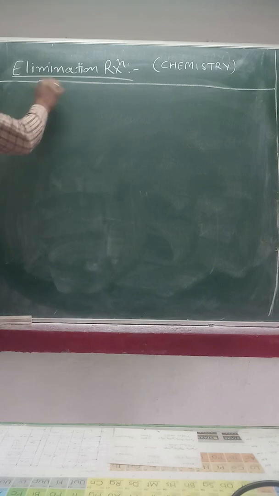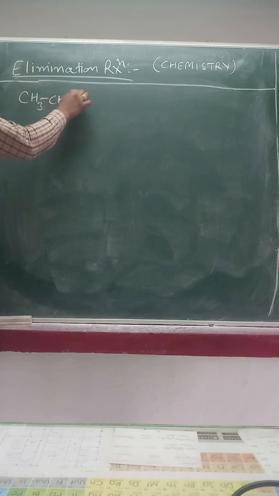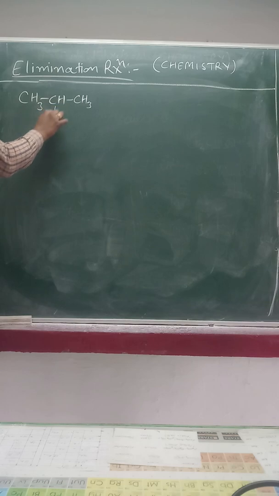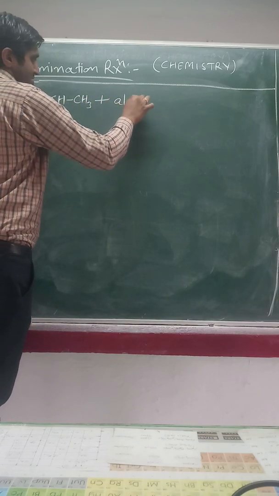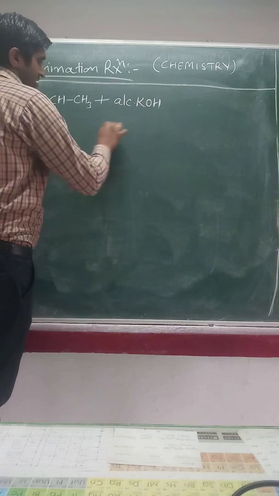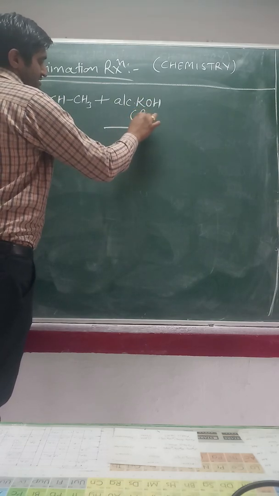What is the meaning of elimination reaction? The reaction in which there is an elimination of one molecule or group of molecules. Suppose we are having this example, and the reagent for this is alcoholic KOH, which acts as a strong base.